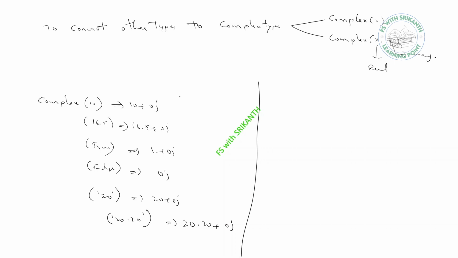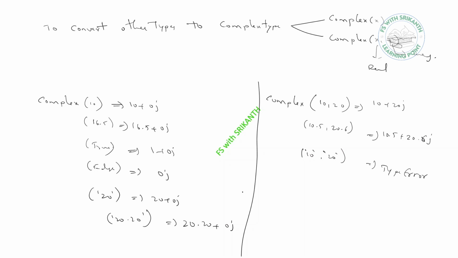The same way, we can also pass two arguments. So that is complex with two arguments, like 10 comma 20. We are passing the real and imaginary parts, two parts, and we are getting 10 plus 20j. The same way, suppose we are passing 10.5 and 20.6, we are getting the absolute result, 20.6j. And when we are passing 10 as a string and 20 as a string, now we are getting a type error here.